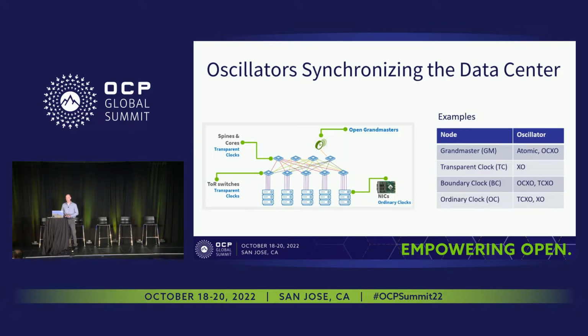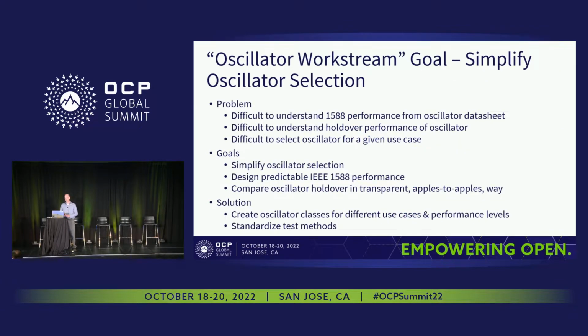So just a very high-level overview. Within the data center, there are different classes of oscillators. We have the grandmaster. Usually that's an atomic clock or sometimes an OCXO. Then we have transparent clocks, which is typically an XO. And then we have boundary clocks, which could be either an OCXO or TCXO, but it hasn't really penetrated the data center yet, so that's an area for future growth. And then finally, in the servers, we typically have a TCXO or an OCXO, usually an OCXO in data centers and a TCXO in telecom.